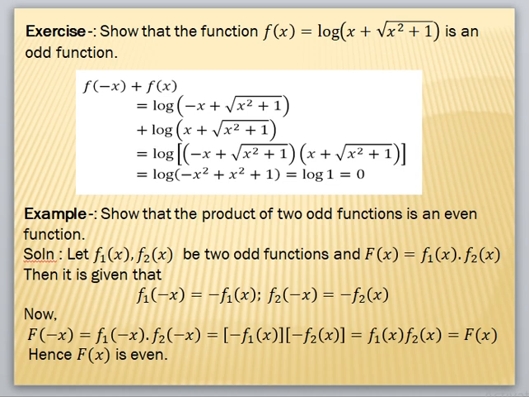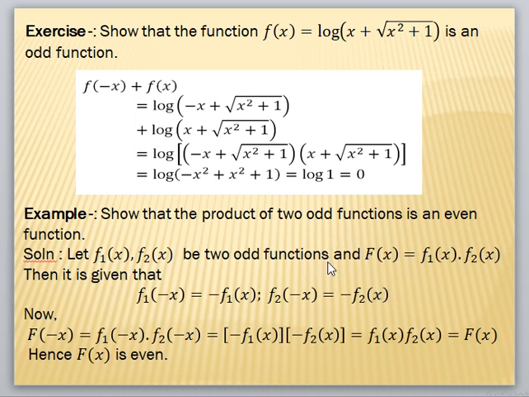Let us next consider the example. This example can also be considered as an important result. The product of two odd functions is an even function. এটা প্রমাণ করার জন্য আমরা দুটো ফাংশন নিয়েছি, f1(x) and f2(x), এরা দুজনে odd function. From the definition of odd function আমরা কি বলতে পারি? f1(-x) is equal to minus f1(x) and f2(-x) is equal to minus f2(x).